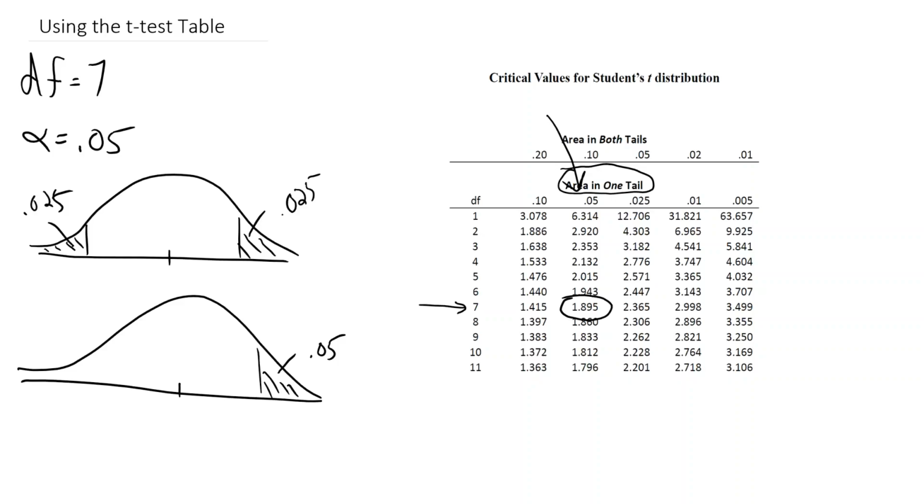That's all there is to it. First, you identify the correct row by going to the row with your degrees of freedom. You use the header that corresponds to whether you're doing a two-sided test or a one-sided test, and then you use the column for your particular alpha level. That's it.